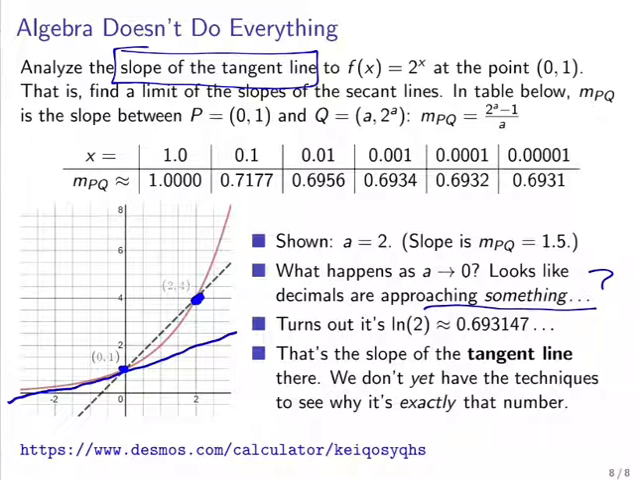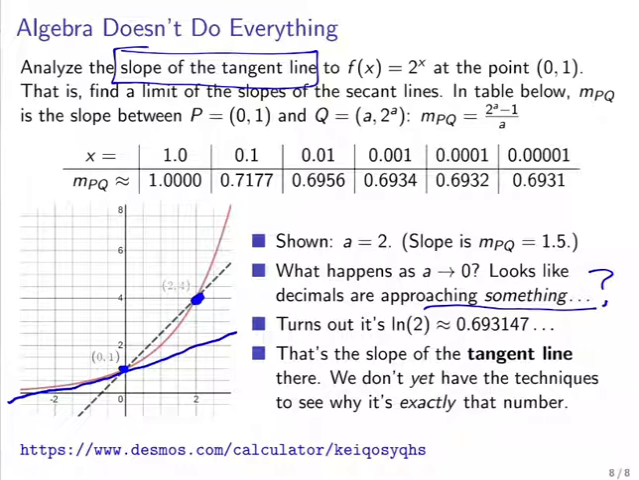What is that something? Well, I'll tell you that it turns out it's exactly the natural log of 2. That's that number that it's approaching. And it turns out that's the slope of that tangent line there. But sorry, there just ain't nothing that we've learned in this video or so far in this class that's going to tell us why it's exactly that number.